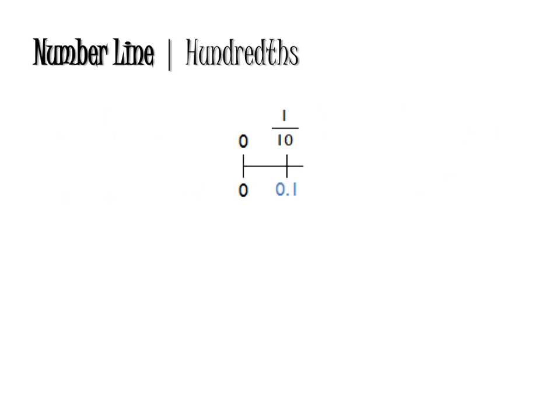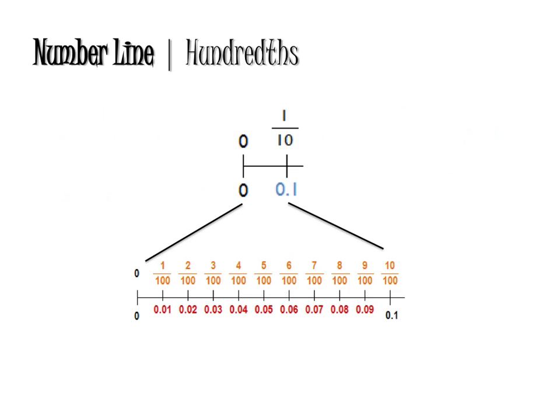So if I take 1/10 and I further divide it into 10 equal pieces, my number line will look something like this. So right now from 0 to 0.1, each interval will be 0.01, 0.02, 0.03, 0.04, 0.05, 0.06, 0.07, 0.08, 0.09, and 0.1. That corresponds to the equivalent fractions of 1/100, 2/100, all the way to 10/100.